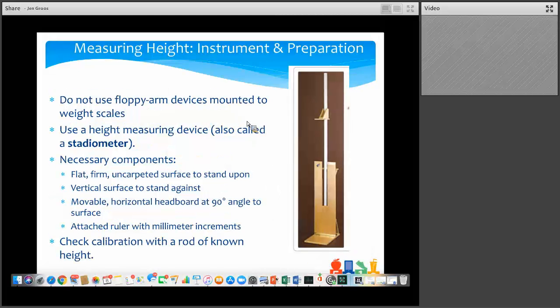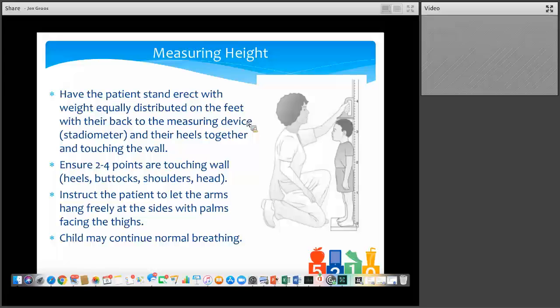That's an overview of the equipment that's necessary. And then moving on to the procedures.